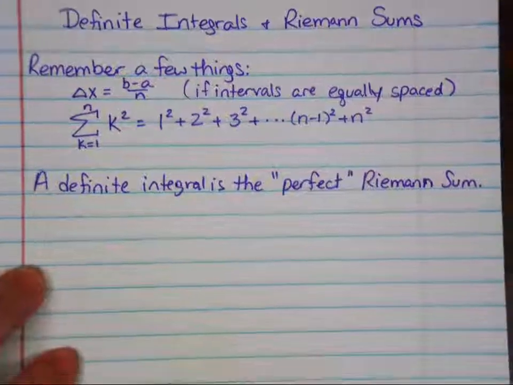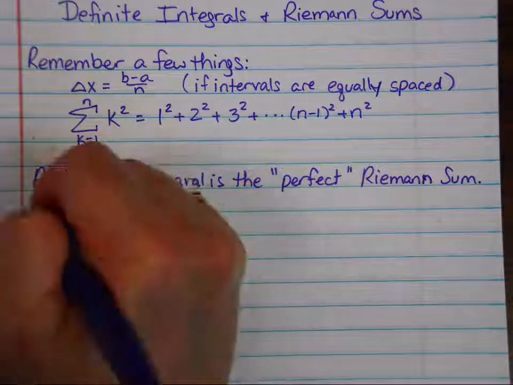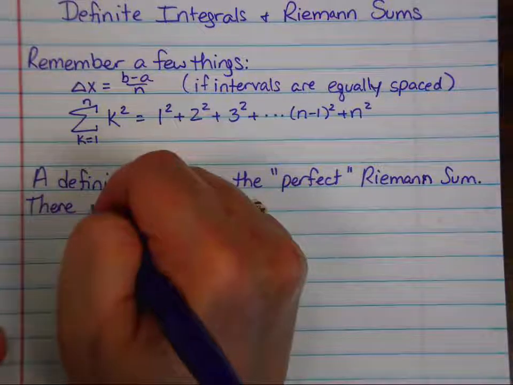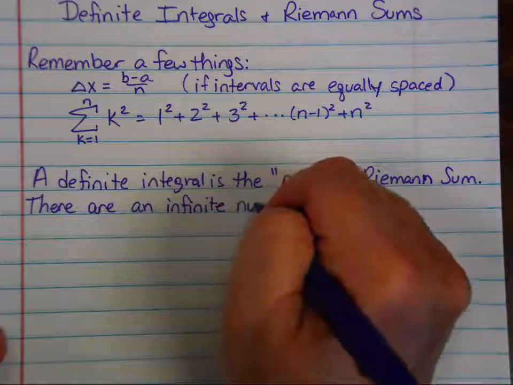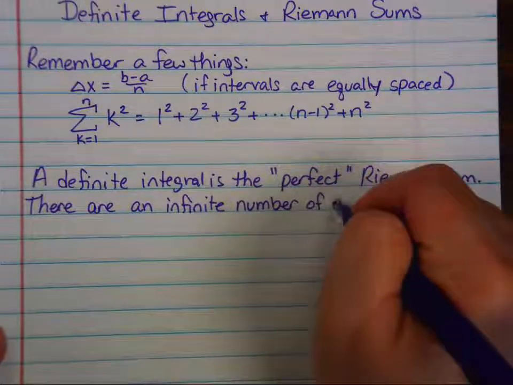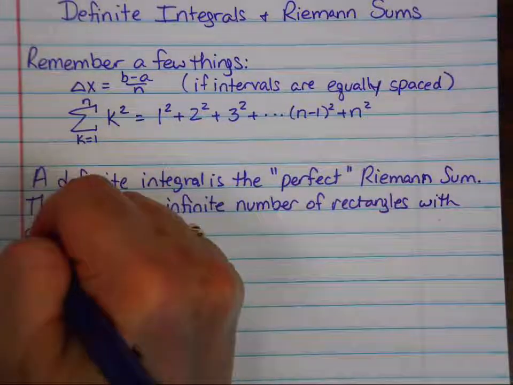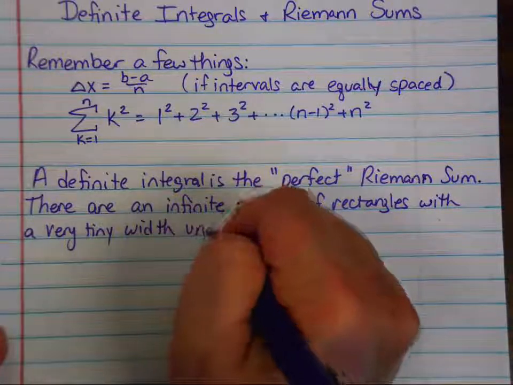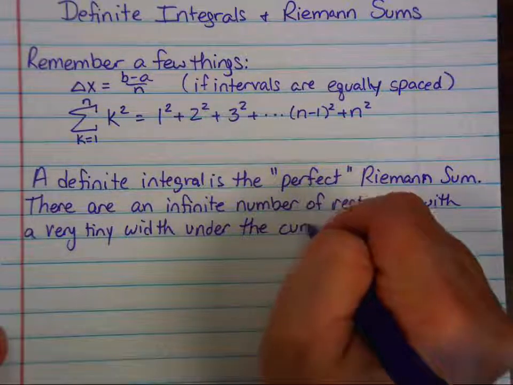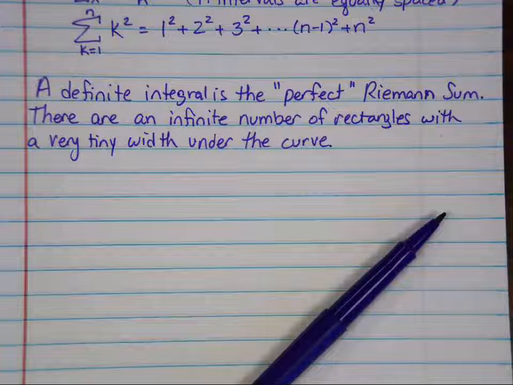It is the perfect Riemann sum. In other words, it is a Riemann sum that perfectly fills the integral up. There are an infinite number of rectangles with a very tiny width under the curve. A definite integral is a perfect Riemann sum.